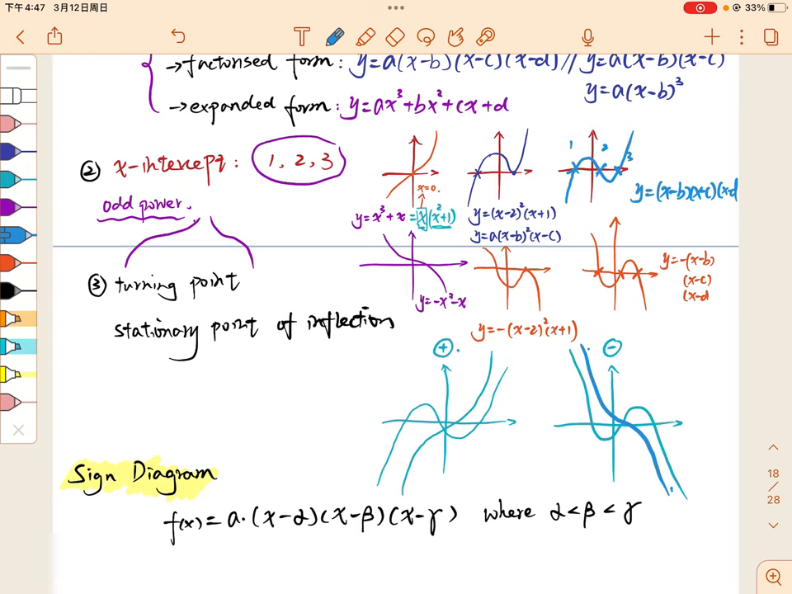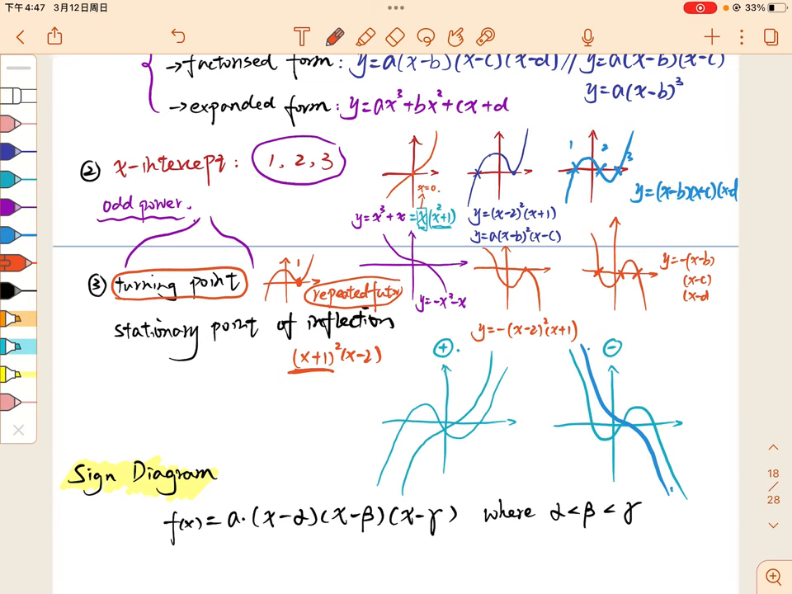Okay, and something I want to emphasize over here is our turning point. As we just mentioned, if the function has something like this, a turning point with our x-axis, that means there is a repeated factor at these places. For example, (x plus 1) squared times (x minus 2). Because x plus 1 is squared, there is a turning point on the x-axis.